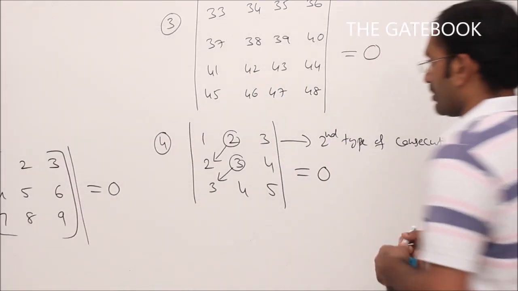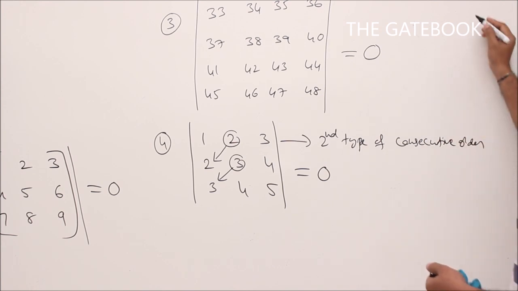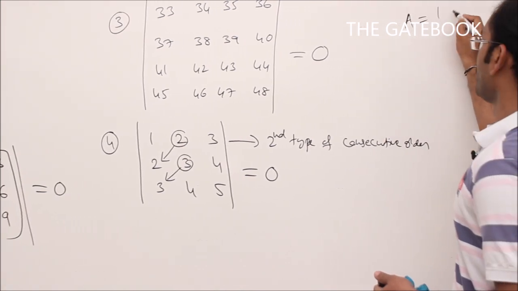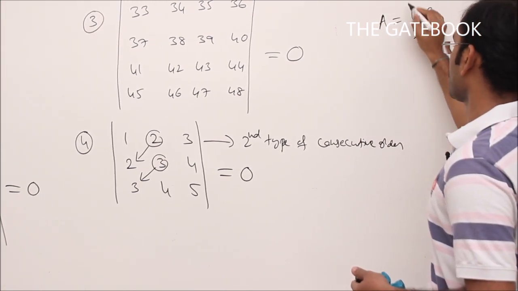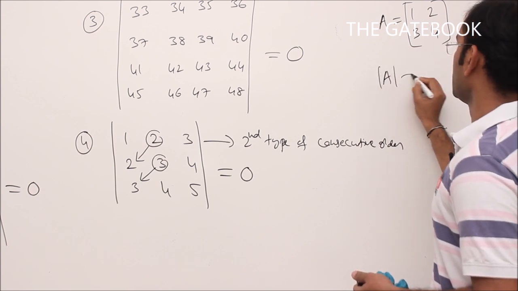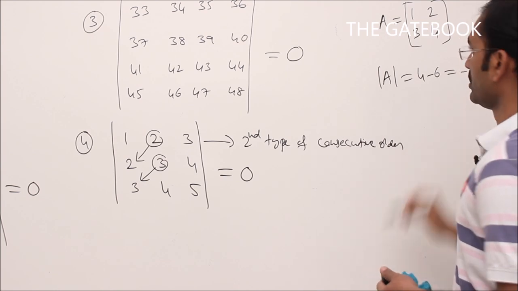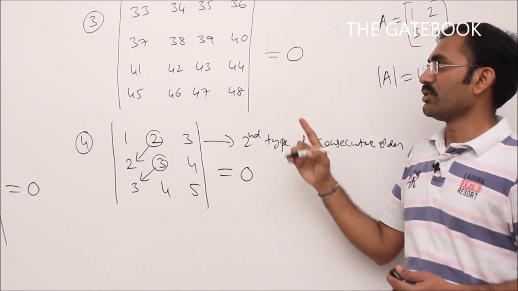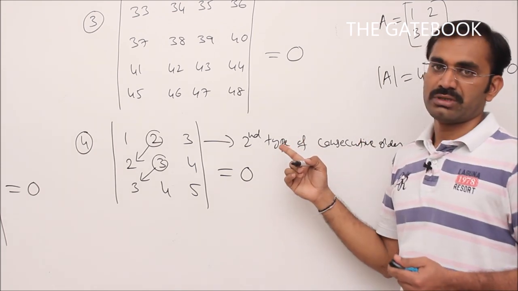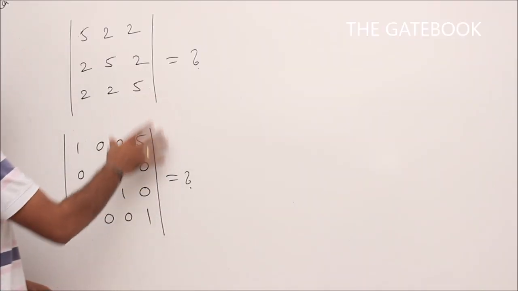Now one important observation: suppose you go for any 2 by 2 matrix with consecutive elements, let us consider A equal to 1, 2, 3, 4. Determinant of A value is 4 minus 6, that is minus 2, not equal to 0. So this property holds good only for matrices of order 3 by 3 and more, not applicable for 2 by 2 matrices. How to find the determinant of these matrices?